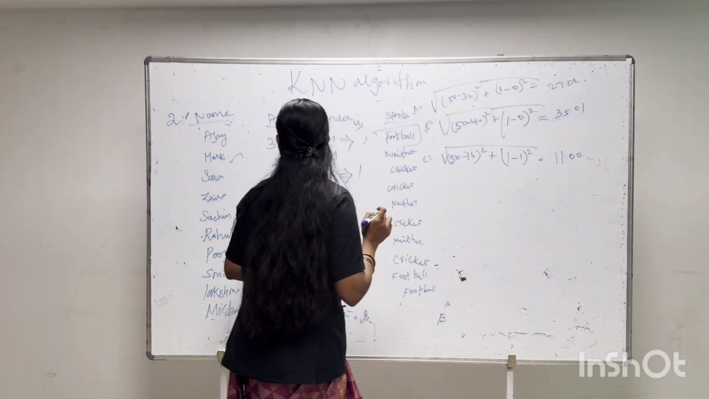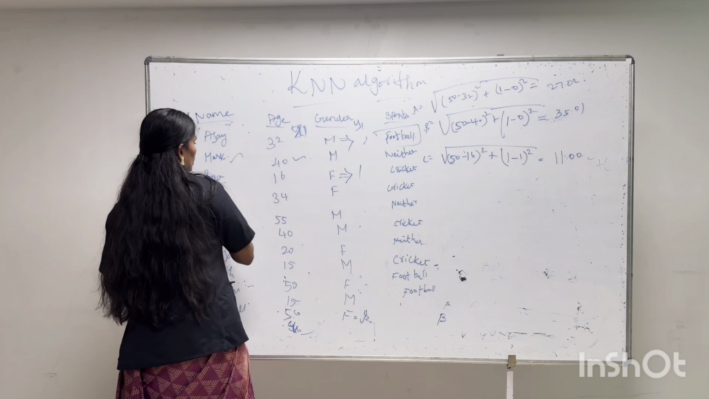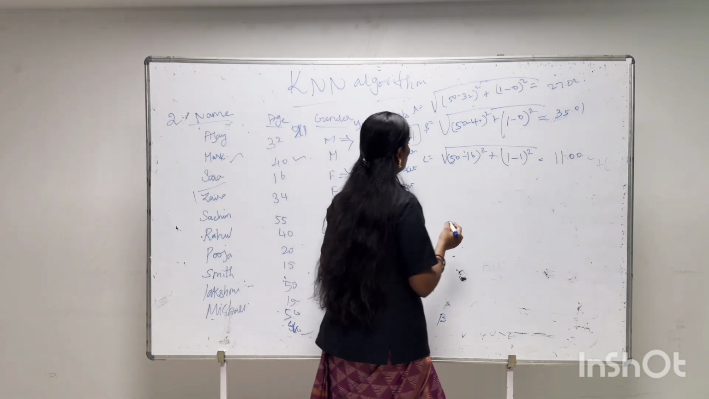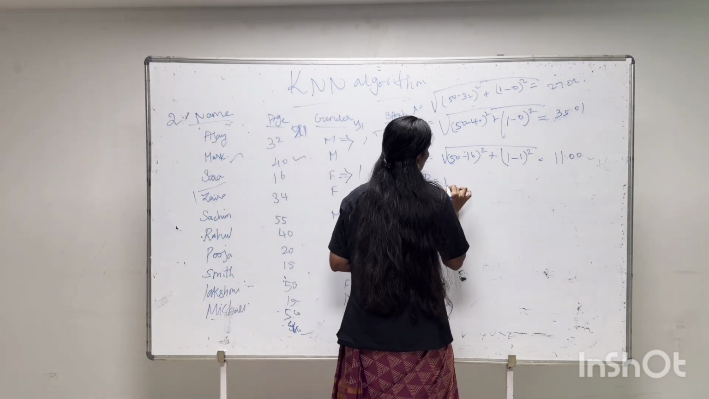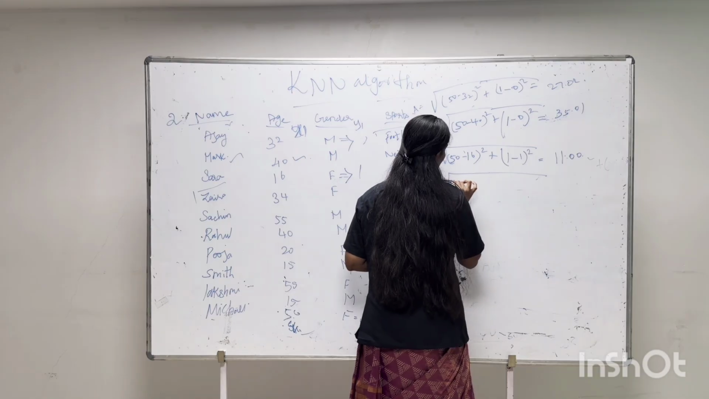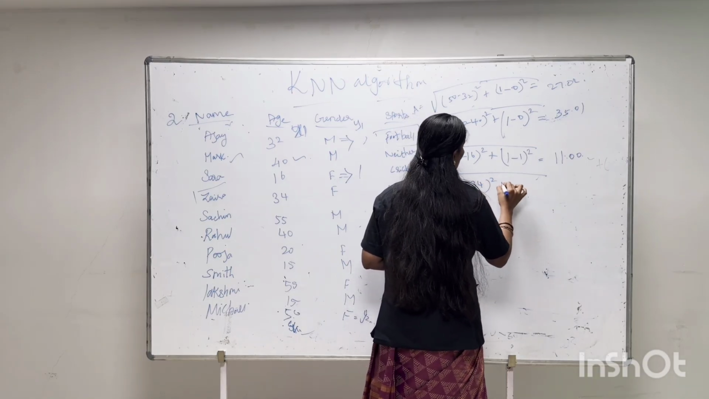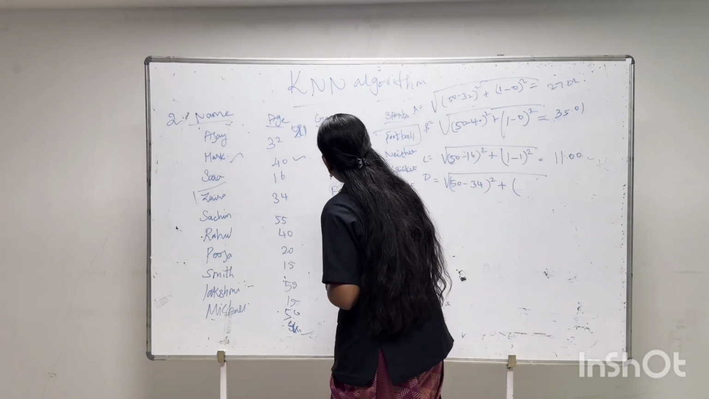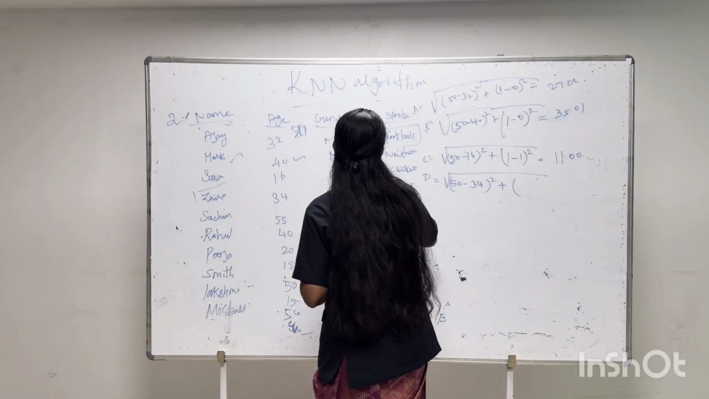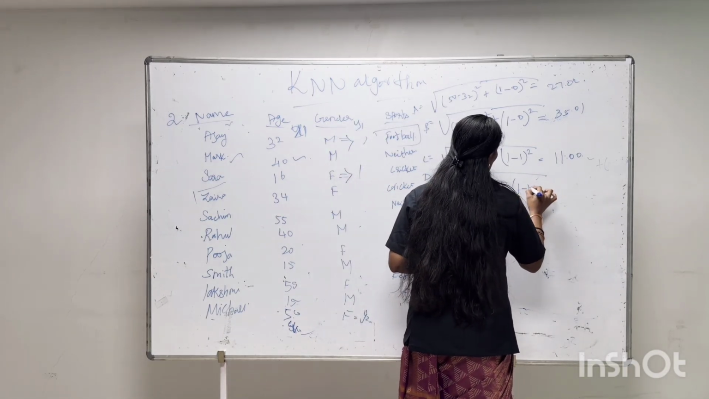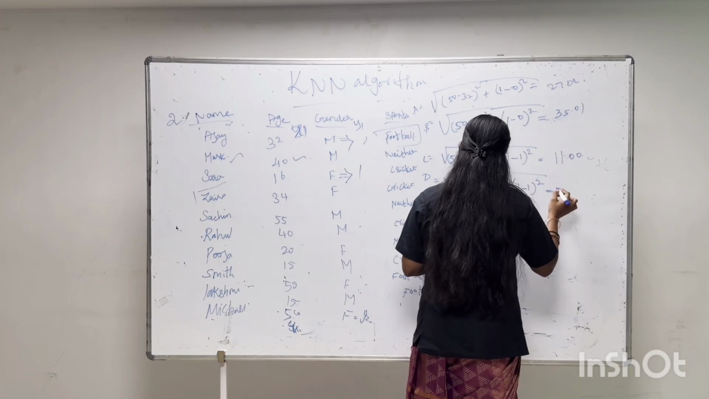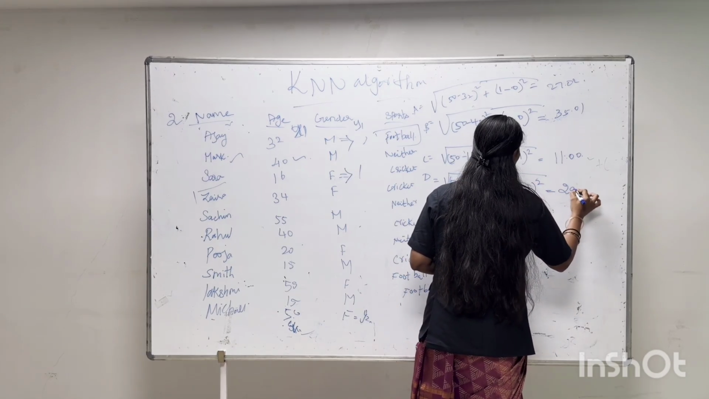Class D is nothing but Zaira. Zaira's age is 34. So 50 minus 34 whole square plus the female value is 1 and Zaira is also female, 1 minus 1 whole square is equal to, the value will be 29.